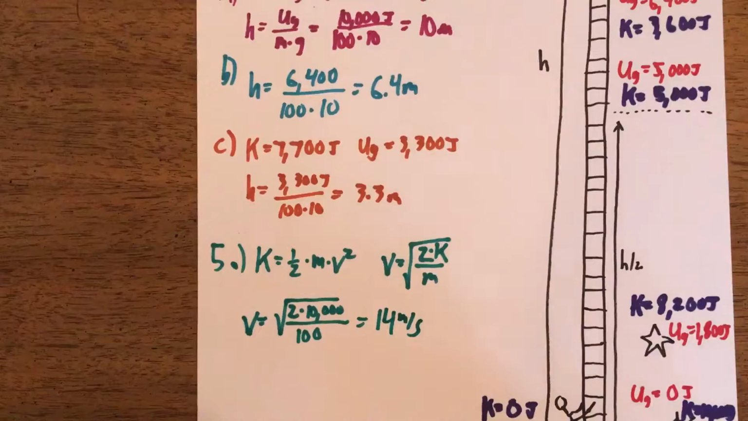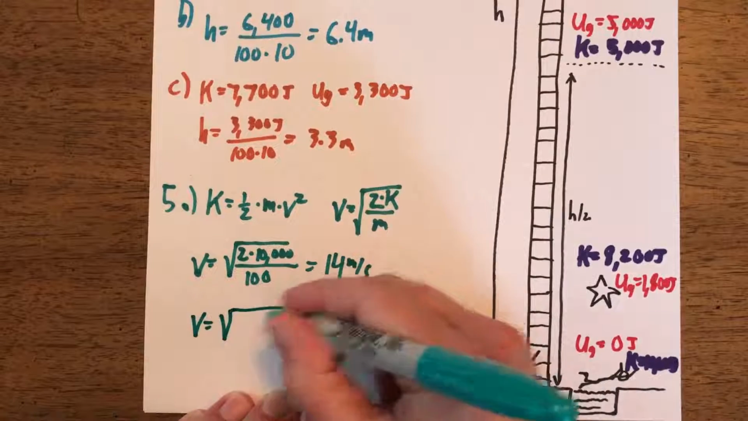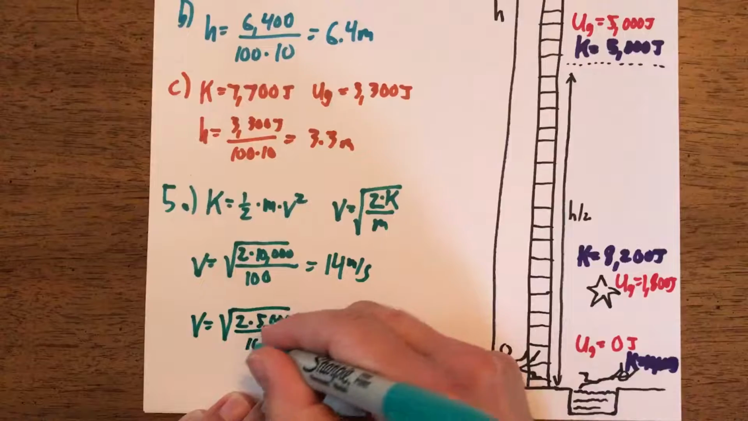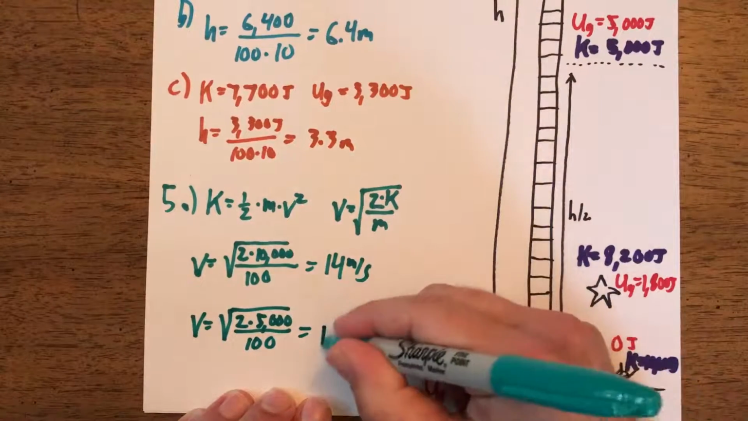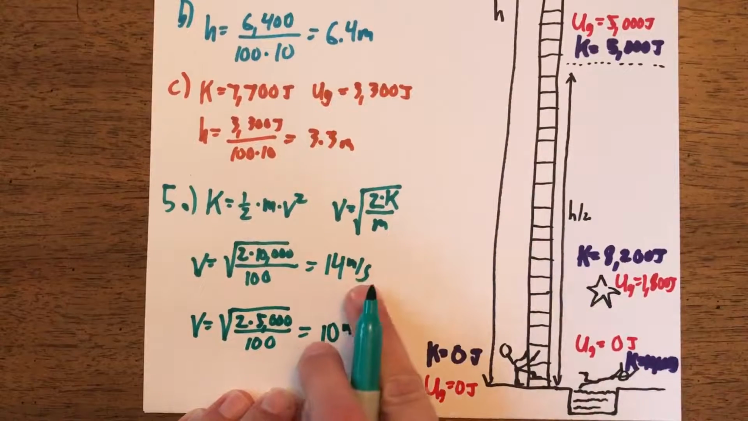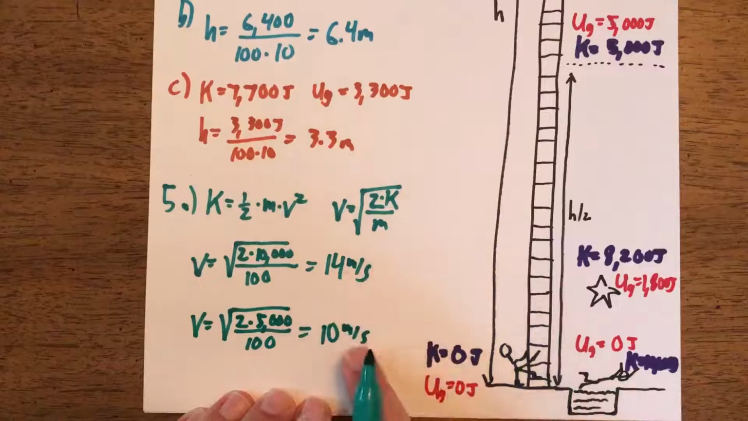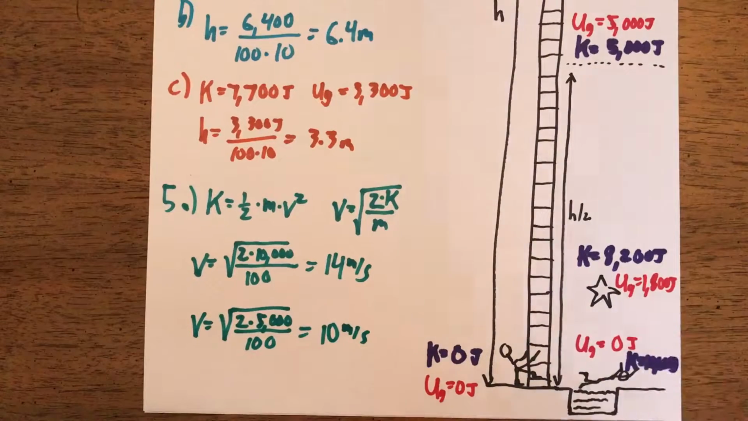So then they say, what is his speed halfway down? So you would apply the exact same technique. Halfway down, his kinetic energy is only going to be 5,000. And so divided by his mass, square root of all of that. Now you may think that would just be half the speed, that would be 7. But the square root throws that proportionality off, so it's not. Halfway down is 10 meters per second when you work out the math, not 7 meters per second.